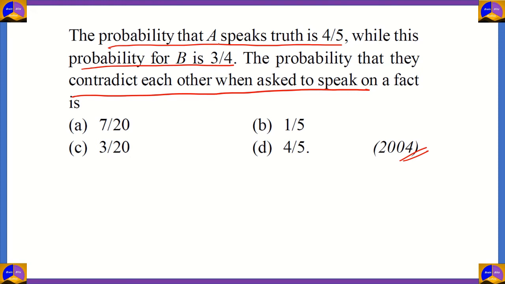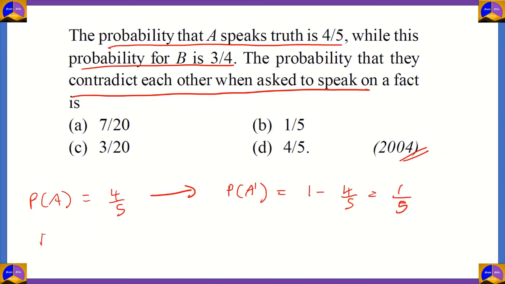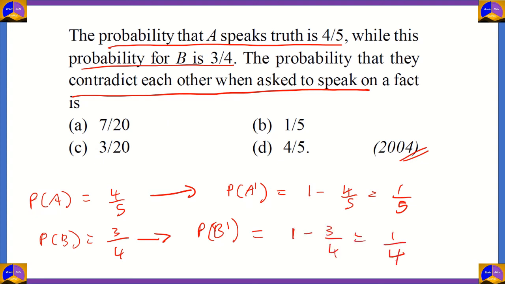So what we do first is we take out the probabilities given. So P of A, that means P of A speaks the truth, is 4 by 5. So that means if A were to lie, then that will be P of A dash, which is 1 minus 4 by 5, which is equal to 1 by 5. Similarly, P of B is taken as 3 by 4. So P of B dash is equal to 1 minus 3 by 4. That is equal to 1 by 4.